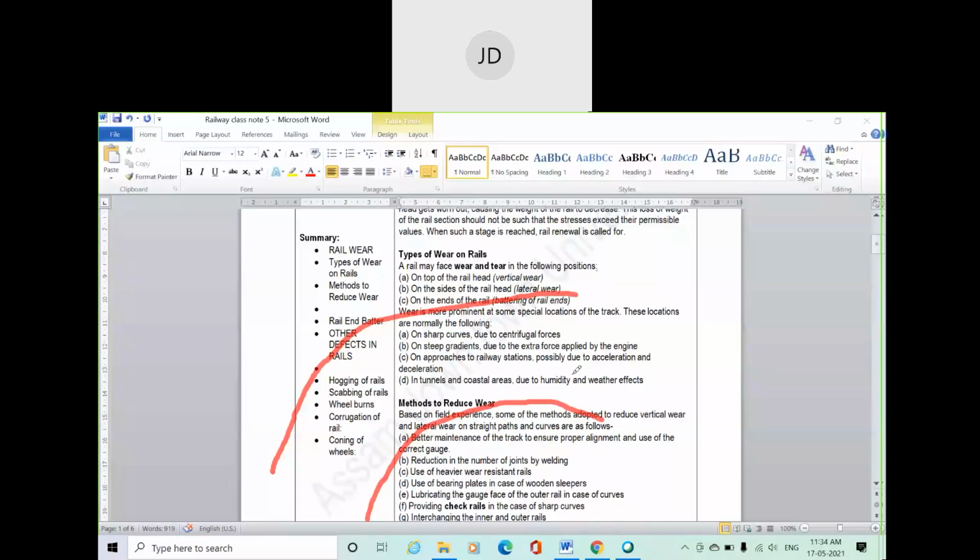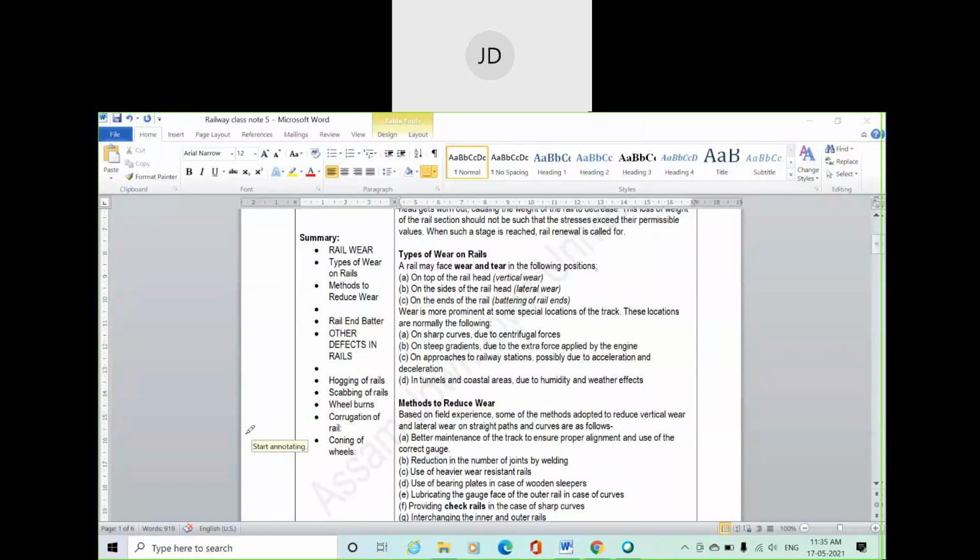So in this section, in the sharp curve, the centrifugal force always tries to take the train in the outer direction. So there is more friction between the rail and the wheel tread. So in a sharp curve there is a possibility of wear and tear. That means a component of the rail may fail in a sharp curve.